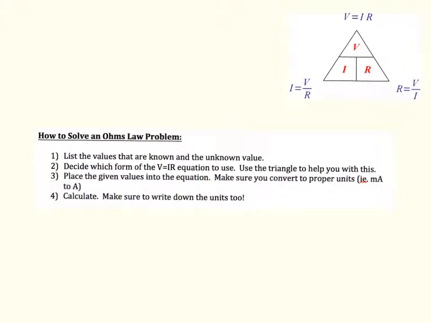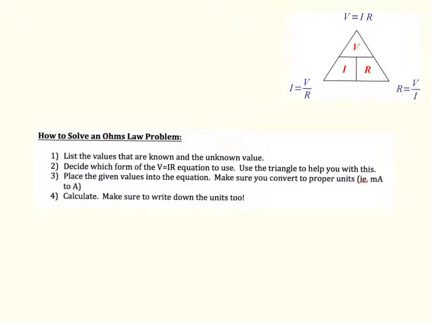So let's move on to solving an actual Ohm's law problem. I've laid out 4 steps to hopefully help you through this. First, when you see a problem, list the values that you know and the one that you don't know. There are always going to be 2 that are given to you, and one that they're asking you to solve for. Once you figure out your unknown value, use the triangle to help determine what version of the equation you're going to use to solve for that unknown.